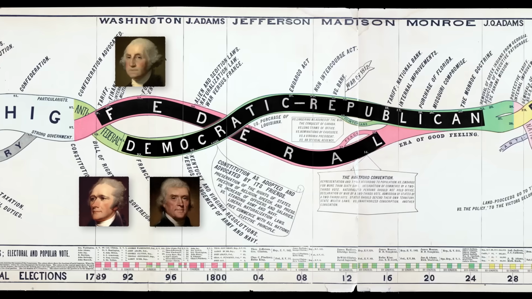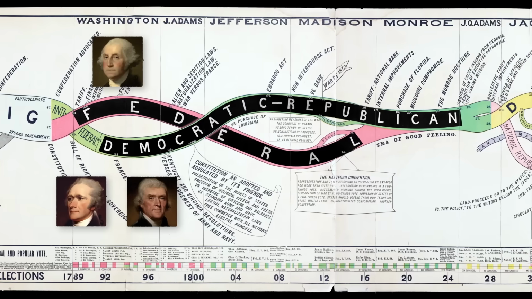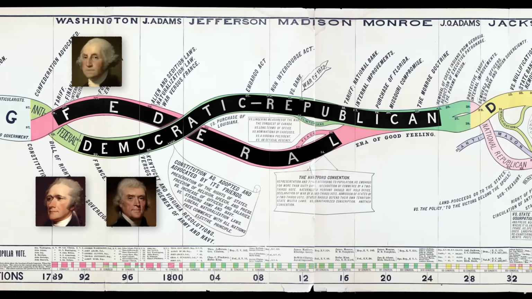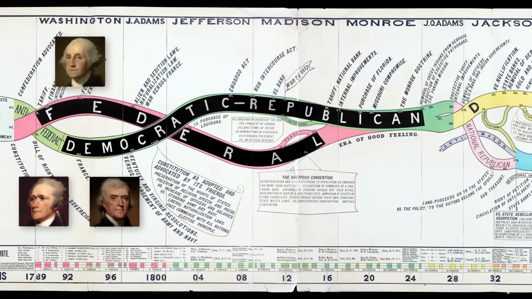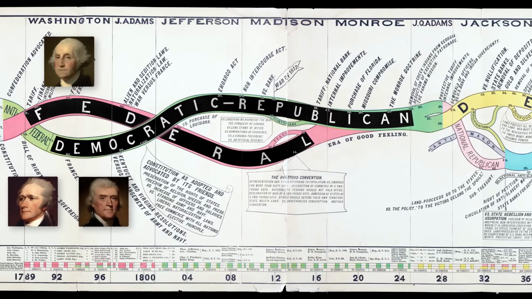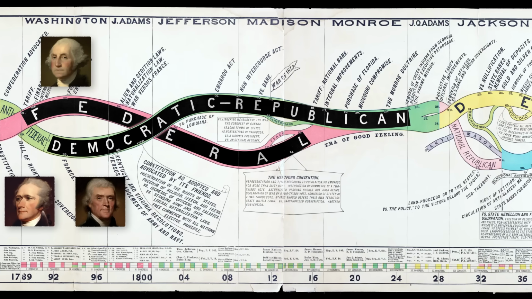Okay, so from 1789 to 1824, the Federalists and the Democratic Republicans were the two main parties. Generally speaking, the Federalists appealed more to the upper classes, who lived in cities and owned businesses, whereas the Democratic Republicans appealed more to farmers and everyday folk. You'll notice that around the year 1800, the pink line and the green line switch places. That's because on this chart, the party that controlled the presidency is always shown on top.